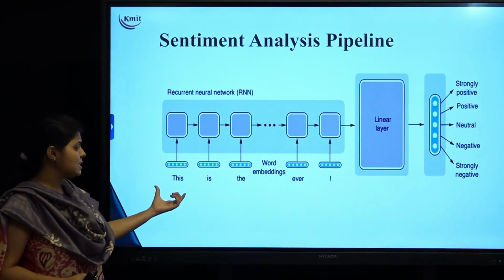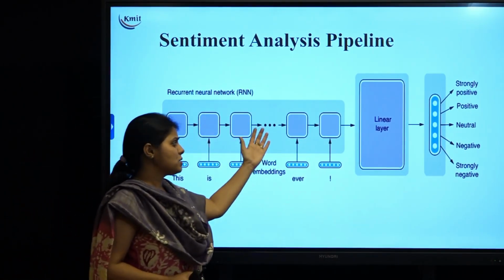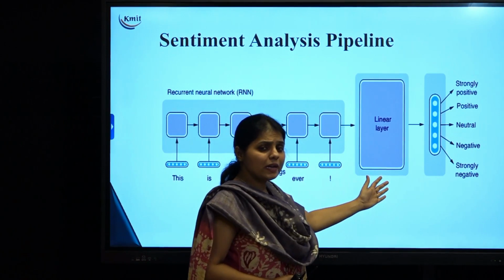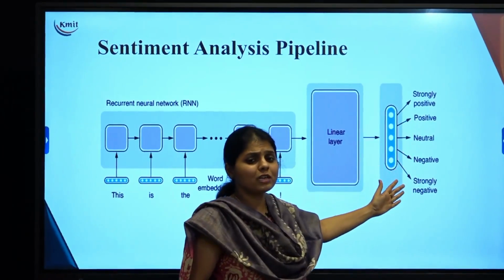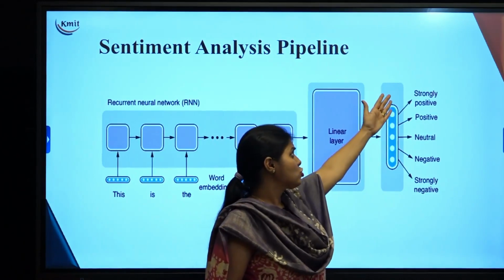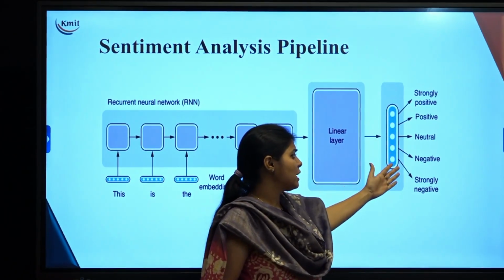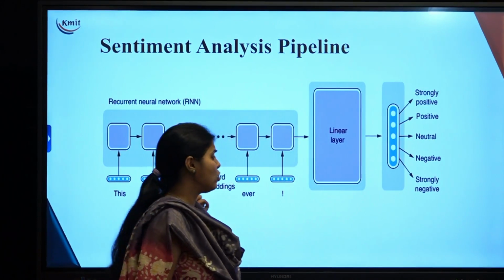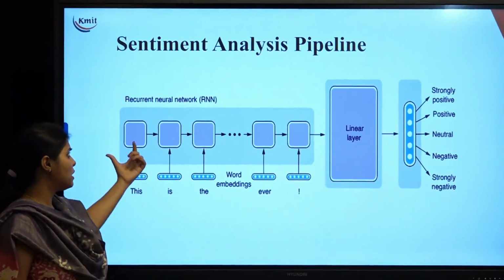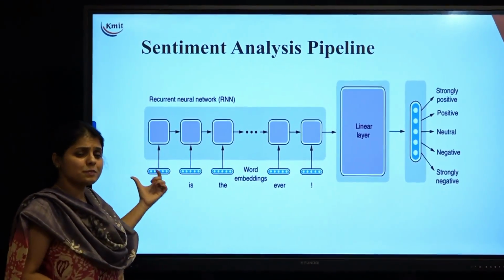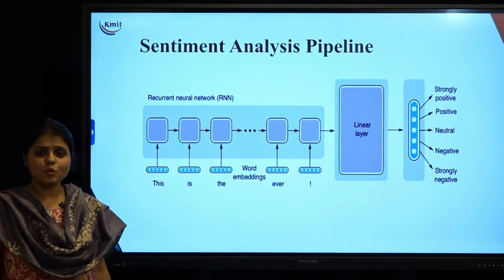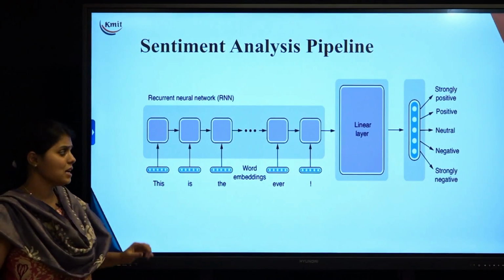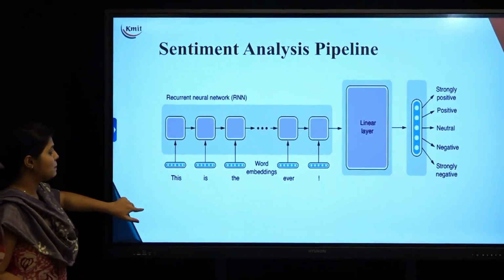So we take this sentence as input, process that input through the linear layers and then derive the output. Here I have categorized the 5 different classifications of output: strongly positive, positive, neutral, negative, strongly negative. Depending upon the word embeddings, depending upon how my neural network processes this particular statement, I will get one of the sentiments from the given statement as output. Okay, this is the pipeline.